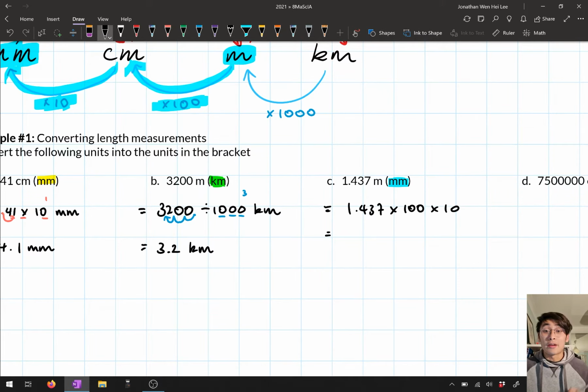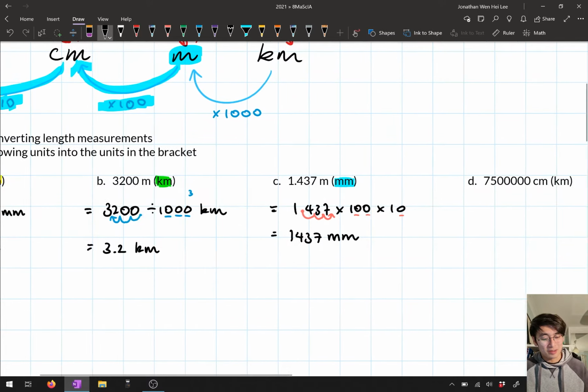Okay. Now when we do this, because these are all just powers of 10, I'm going to count up how many zeros there are. I've got 1, 2, 3. I'm just going to move the decimal point to the right 3 times because I'm multiplying. 1, 2, 3. And so this is just going to be 1,437 millimeters. When you're doing a conversion where you go over multiple units, you need to do all of the operations that occur. Because we're dealing with powers of 10, it's actually quite easy because we just count up how many zeros there are in our multiplication. Okay, cool. Let's have a look at the next one.